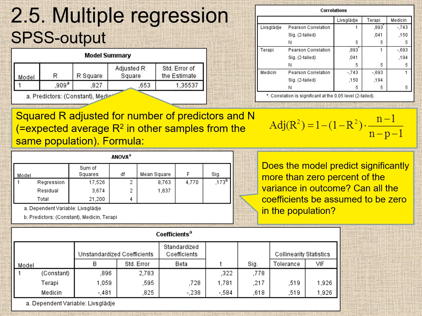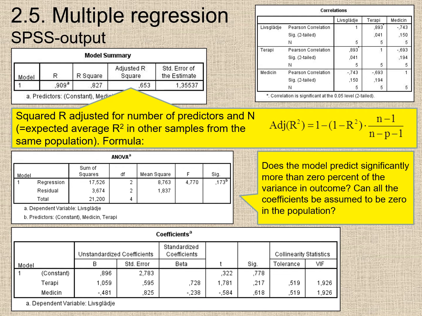Can we expect to get 83% explained variance in another sample drawn from the same population? No, because everything is optimized for this sample. Therefore, we can expect to get less explained variance in another sample. How much explained variance can we expect to get in another sample?